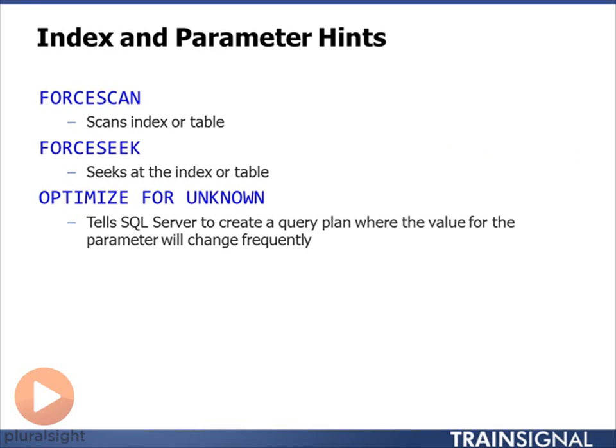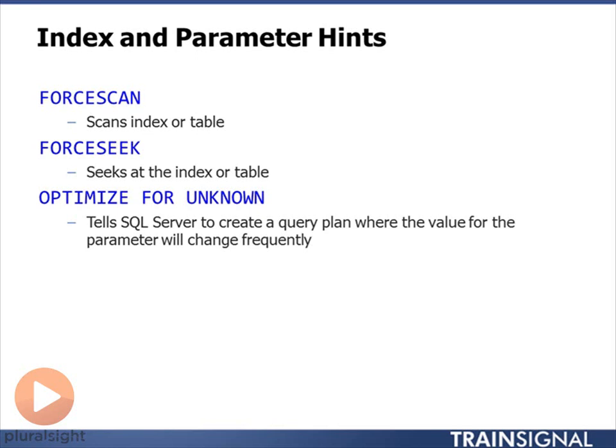Now, with force scan and force seek, I can specifically tell it to do a scan or to do a seek on the table, or I can also tell it how I want it to optimize as far as parameters go. Now, one of the most common for parameters is optimize for unknown, and this one I do want to highlight because there can be quite a bit of occasion where optimize for unknown is exactly what you want to use.